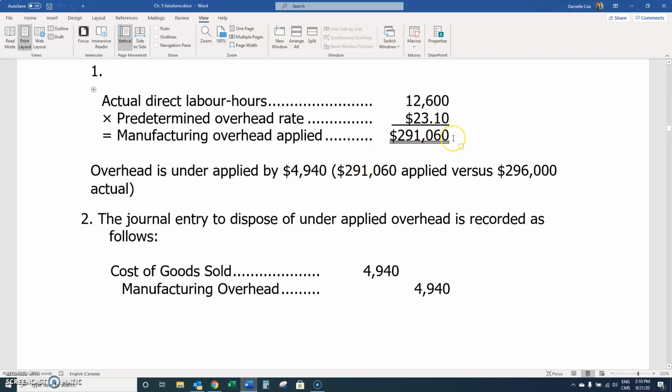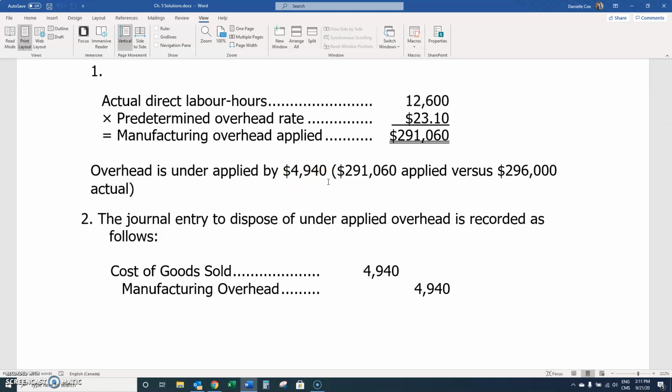So we only applied $291,060, whereas $296,000 was used, so we didn't apply enough. So therefore, overhead was underapplied, and the amount is the difference between the two, so $4,940. So not enough manufacturing overhead was applied.